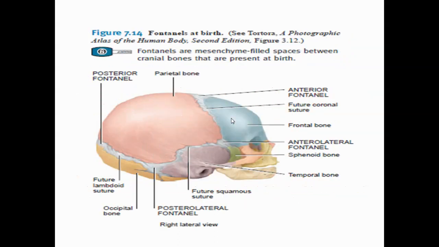So these are the fontanelles. As you can see, the anterior fontanelle, the posterior fontanelle, this is the posterolateral fontanelle, and this is the anterolateral fontanelle.